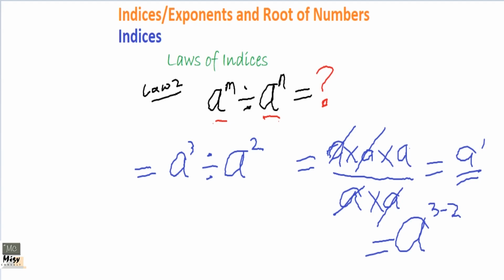Over 3, the first one, that is the numerator, the index is 3, and the denominator index is 2. So once we have the same base, we take one of the bases and the first index m minus n.